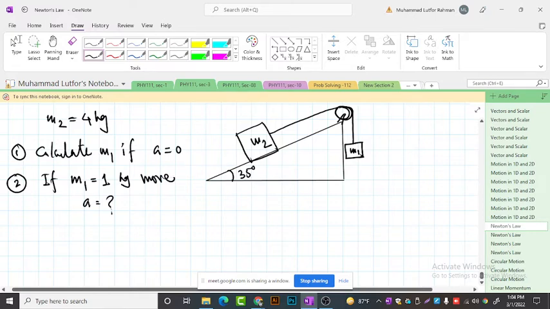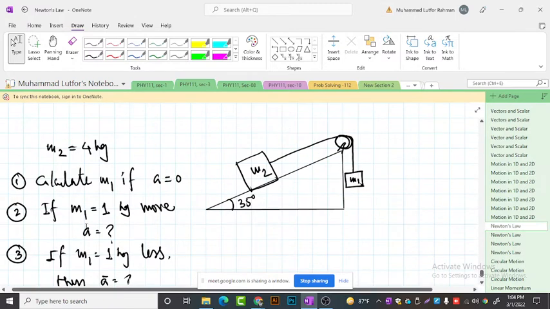This is the second question. Third question: if M1 is 1 kg less, then what is the acceleration of that system? So I am considering only the magnitude. I will find out the direction also after calculating and finding this value. Fine. To solve this one, I have to again draw the free body diagram.